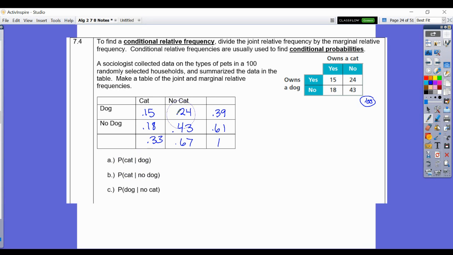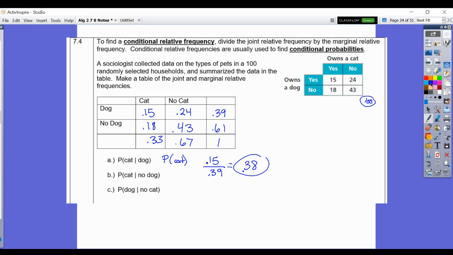If you already have a dog, what's the probability of selecting a cat? So we start out with the probability of cat, which is 0.15, and we divide that by the probability that you have a dog, which is 0.39. So out of the ones that are dogs, which the total there is 0.39, how many of them are cats, which is 0.15? So we divide these two fractions here. And if you divide those, you get 0.38. And we'll just go ahead and round if you need to, but there it is.